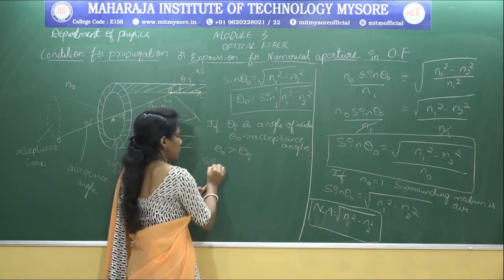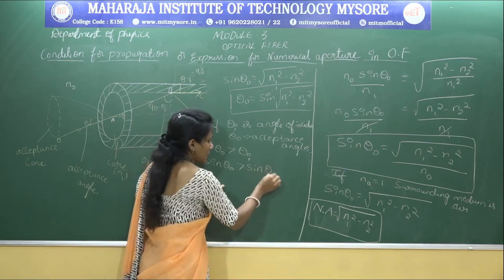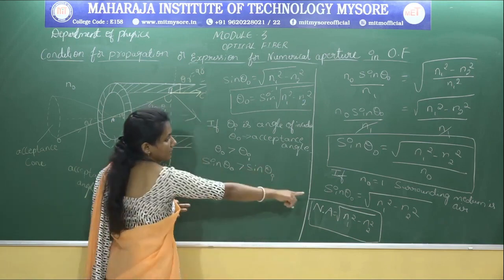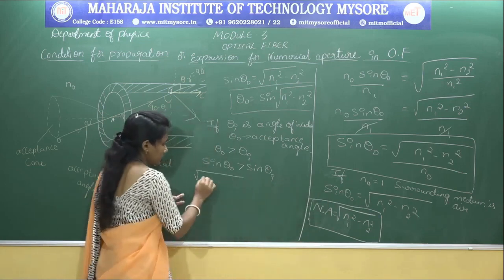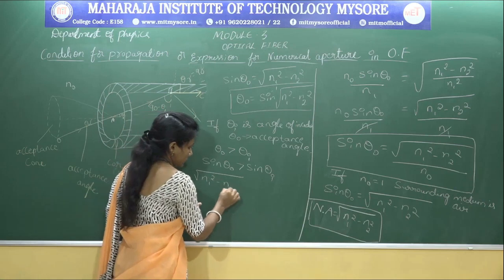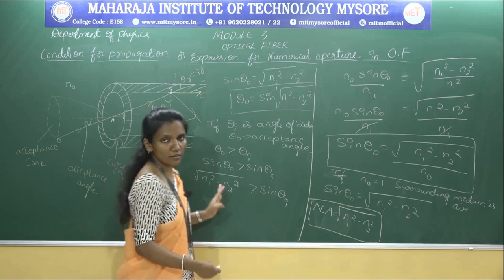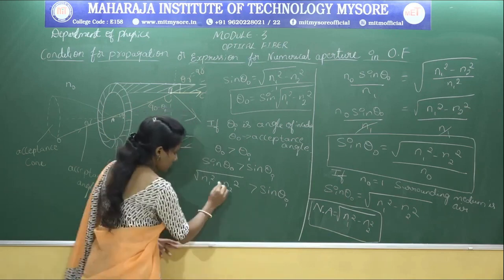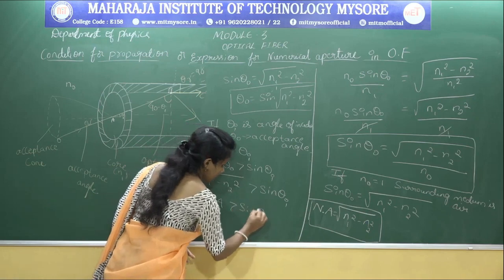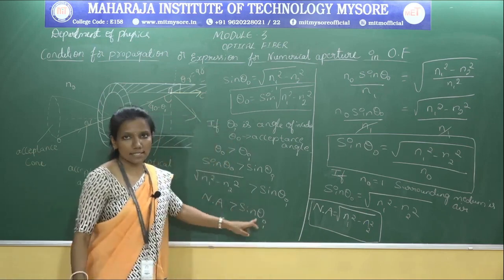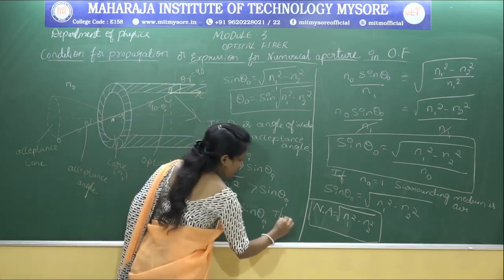Apply the sine on both sides. Then we get sin theta naught greater than sin theta I, but the sin theta naught value is root of n1 square minus n2 square, which is nothing but the numerical aperture. So the numerical aperture is greater than the sine of the angle of incidence. So this is the condition for the propagation of light.